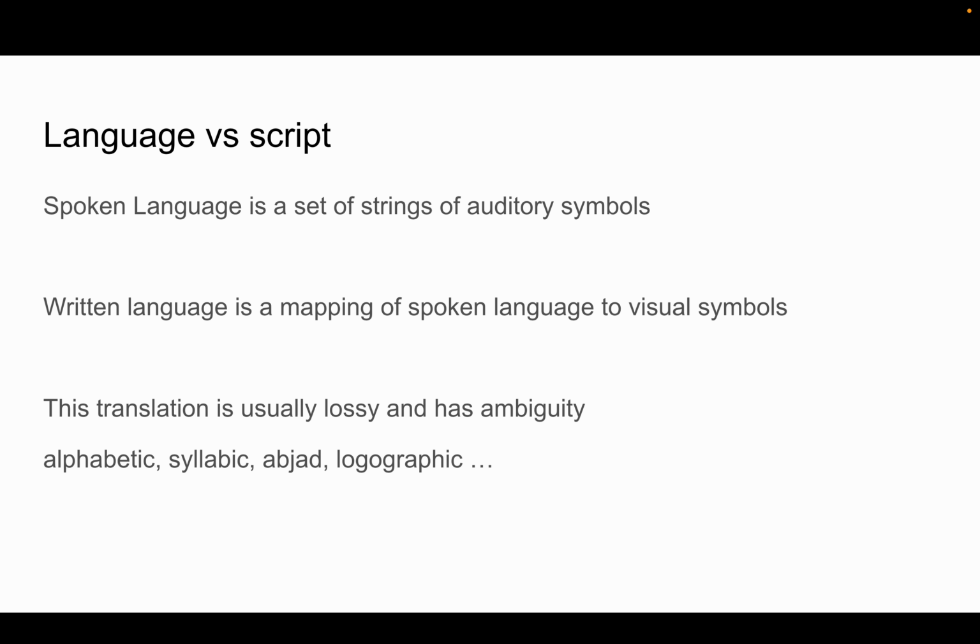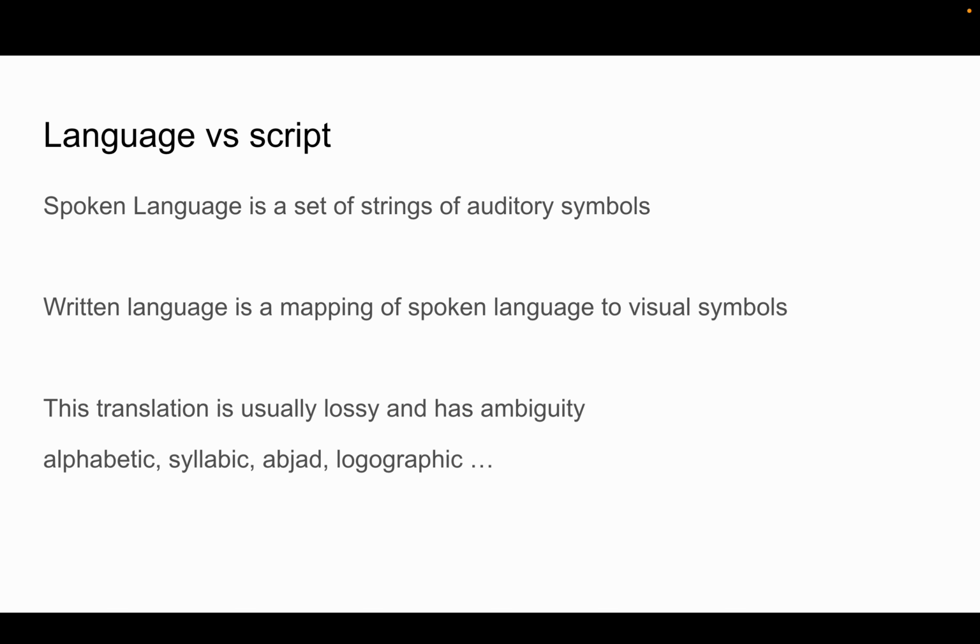First, we have to distinguish between a language and a script. A spoken language is a set of strings of auditory symbols. So we can create a word called dog, and as long as you and I agree what it means, then that exists as a word in our language. A written language is a mapping of spoken language to visual symbols. And this translation is usually lossy and has ambiguity.